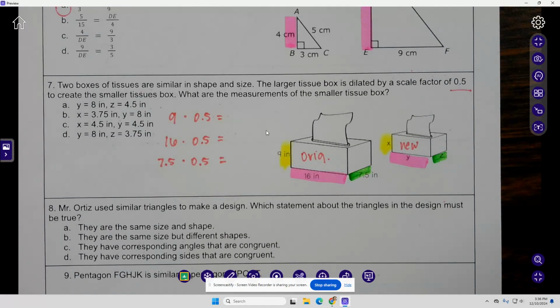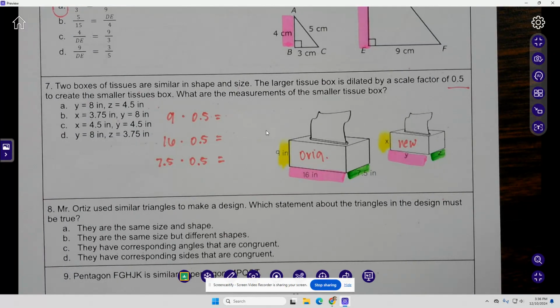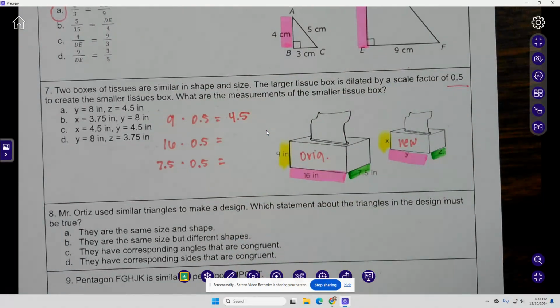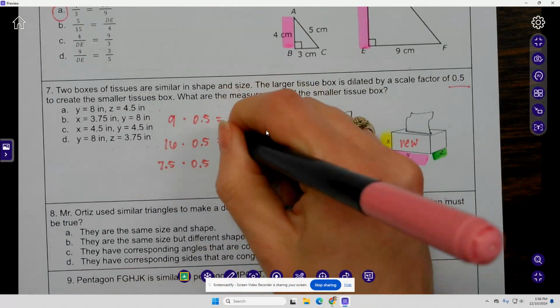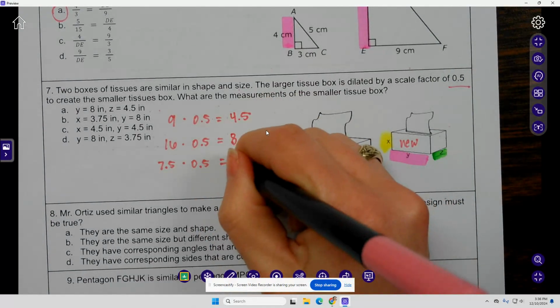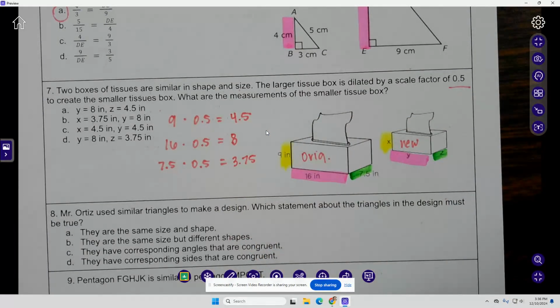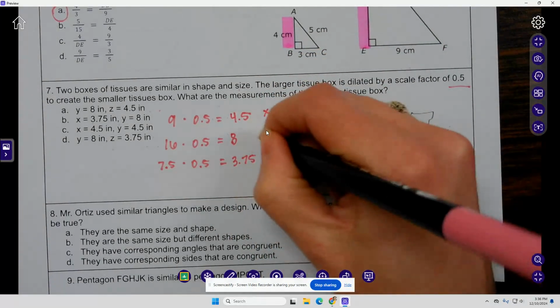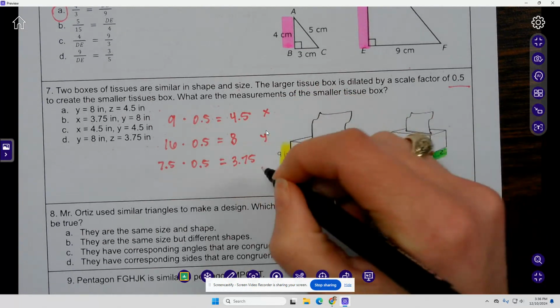So if you think about it, multiplying by 0.5 is just cutting it in half, right? So 9 times 0.5 is 4.5. 16 times 0.5 is 8. And then 7.5 times 0.5 is 3.75. So 4.5 is x, 8 is y, and 3.75 is z.